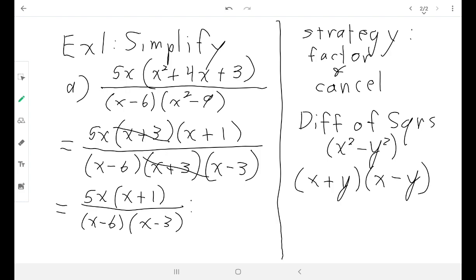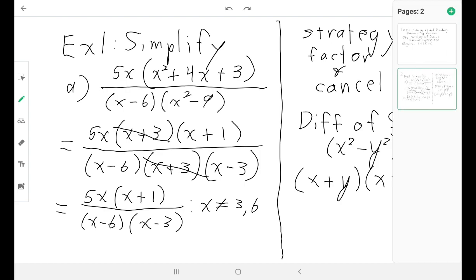And then you might want to think about the fact that you don't want zeros in the denominators, so x cannot equal 3 or 6, because if it was 3, you'd have 3 minus 3 is 0, and 0 times something is still 0, and you'd have 0 in the denominator. If it was 6, you'd have 0 right there and have the same thing happen. Okay? So let's move on to example 1, part B then.